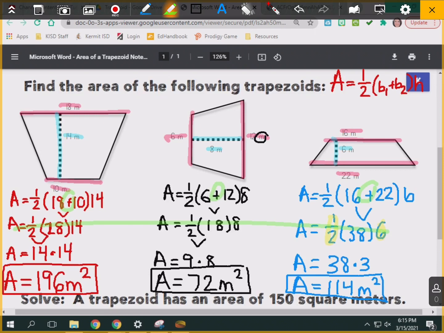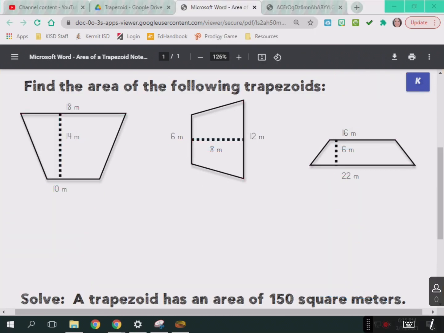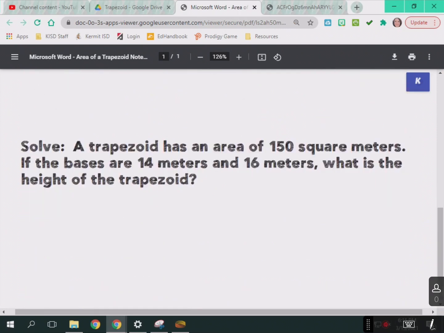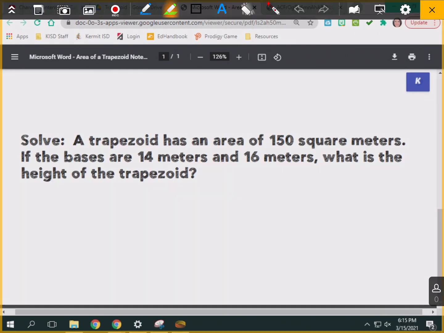Let's go ahead and look at this word problem and see how far we can get into it. So this word problem says, solve. A trapezoid has an area of 150 square meters. If the bases are 14 meters and 16 meters, what is the height of the trapezoid? So first of all, let's read through it. We've already read through it, but we need to find what was important here.